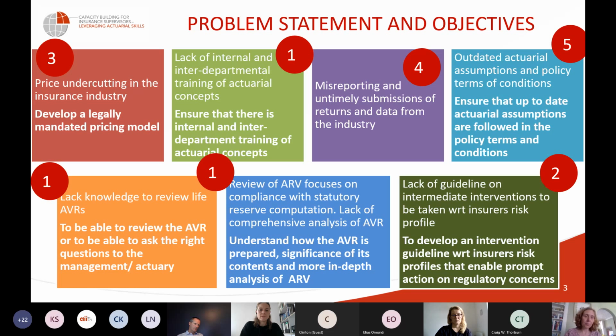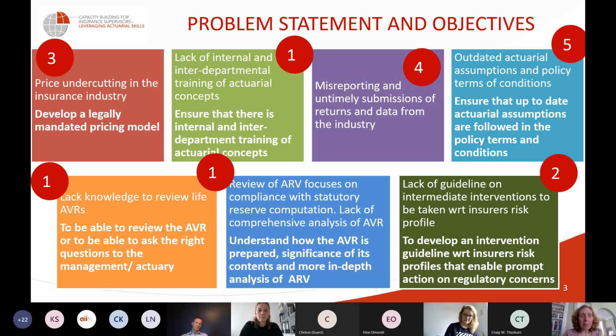So this area recognizes, here we really would want to understand, why is it a problem that we don't have training on actuarial concepts at the regulator? So here's where it would be good to ask that question of why is this a problem? And then the second question, the objective is really around, and how will this make the team that you're working with perform their duties more effectively?